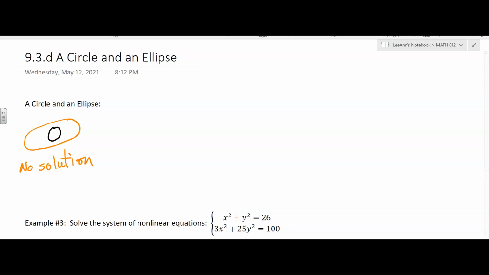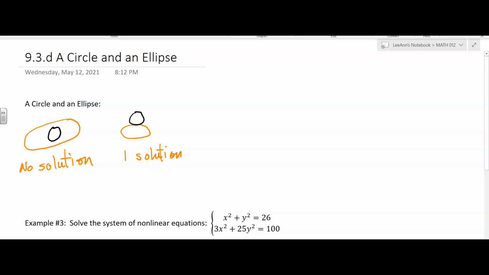Or maybe you have a circle. I'm going to draw a better ellipse this time. And it's like that, where they only intersect at one point. They're tangent to each other, so you get one solution.